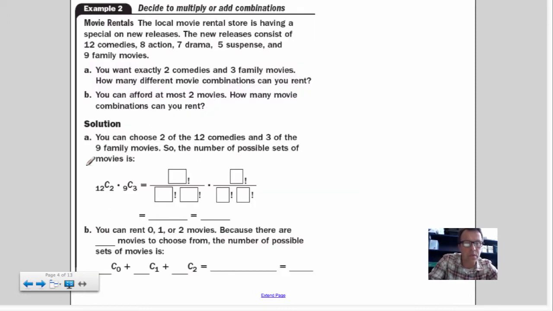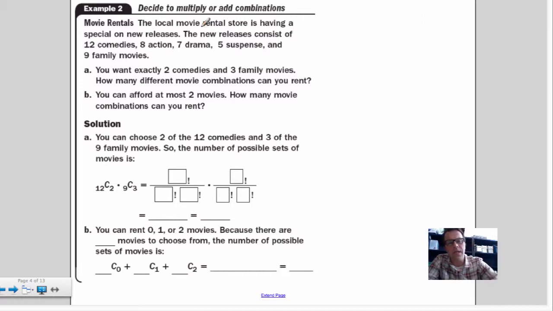Here's another example. This one's good because of what you're going to see here in a second. But reading through and knowing what to pick. So here you're at a local movie rental store, which I don't think even exists anymore. But thanks to Netflix. But there used to be these movie rental stores. You can go in, and they have a special on new releases. So you've got 12 comedies that are new releases, 8 action, 7 drama, 5 suspense, and 9 family movies. And so you want exactly 2 comedies and 2 family movies. And so it says, how many different combinations can you rent?